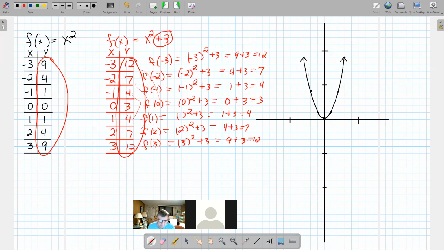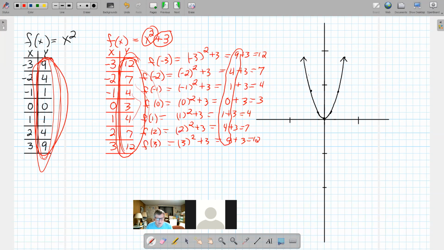The y values over here are 3 more than the y values over there, which should make sense because what are we doing? We're putting the same x value in and squaring it. That gives us these first values, which are just like these, but then we add 3 to the y. So we get y values that are 3 more than the original, f of x equals x squared.